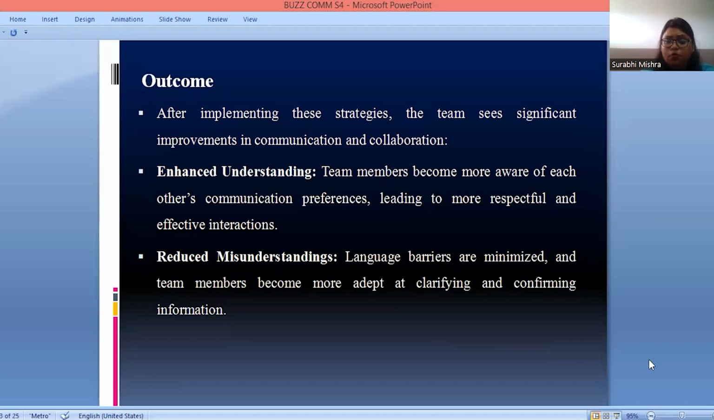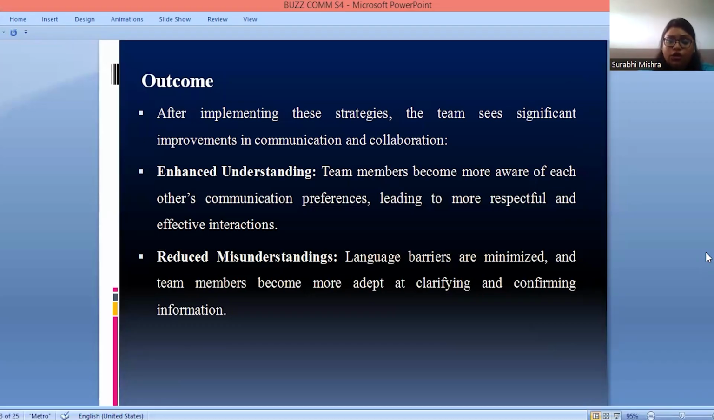The first outcome is enhanced understanding. Team members become more aware of each other's communication preferences, leading to more respectful and effective interaction. As everybody was getting to discuss their perspective, everybody got the opportunity to know each other, so they became more aware of each other's communication preferences, leading to more respectful and effective interactions.